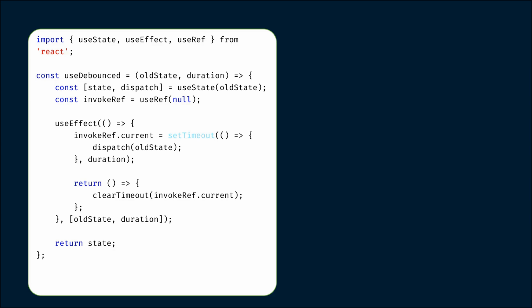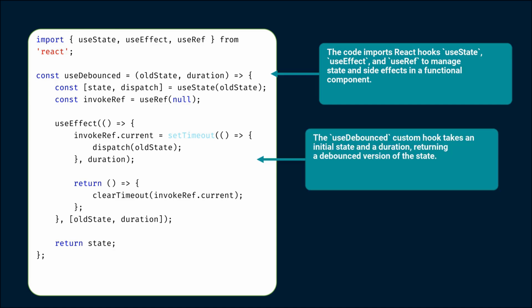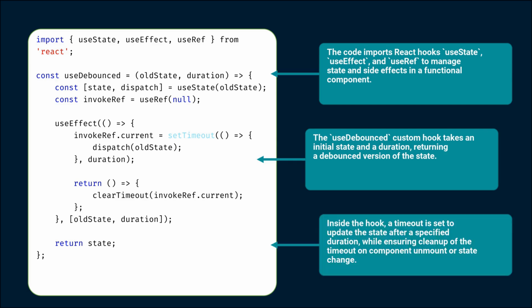We begin by importing the essential hooks from React: useState, useEffect, and useRef. The debounced function takes two parameters: oldState, which represents the initial value, and duration, indicating the wait time before the state updates. Next, we initialize the state with useState, setting it to oldState. To manage the timeout across re-renders, we utilize useRef, which allows us to keep a reference to the timeout ID without causing additional renders. The core logic exists within a useEffect hook, where we set up a timeout that delays updating the state based on the specified duration.